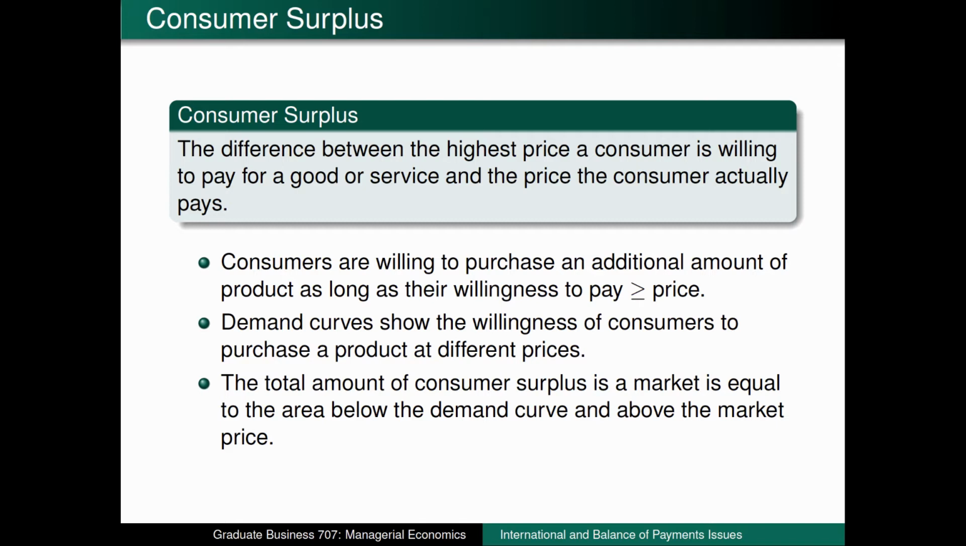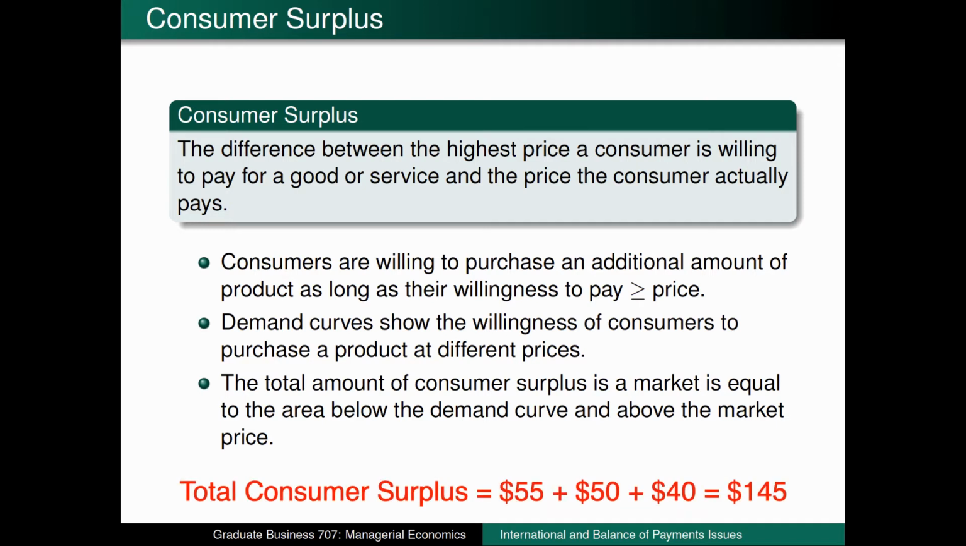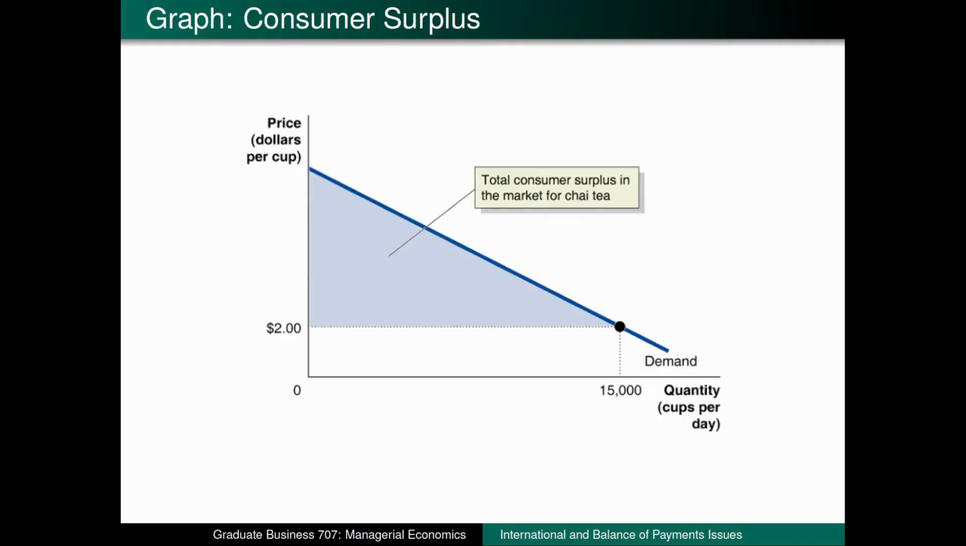For simplicity, let's suppose that there are only 3 consumers total in the market: me, you, and your best friend. If my consumer surplus from buying a jacket is $55, and your consumer surplus is $50, and your best friend's consumer surplus is $40, then the total consumer surplus in the market is $55 plus $50 plus $40, which is $145. How do we illustrate consumer surplus on a graph?